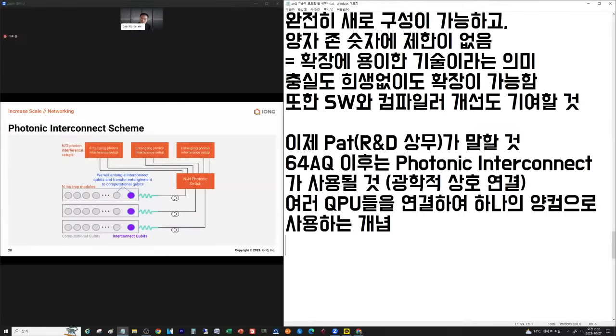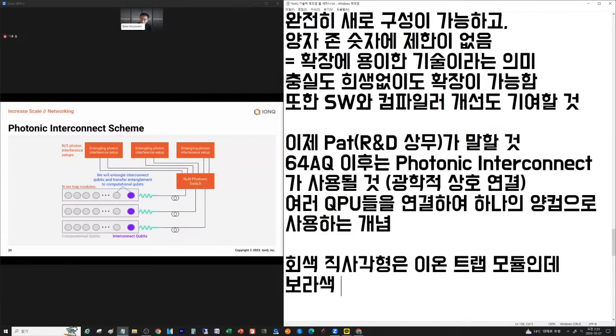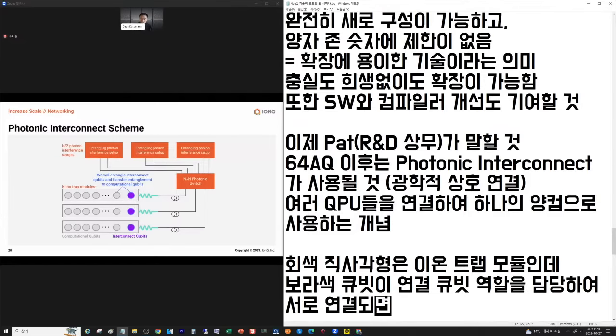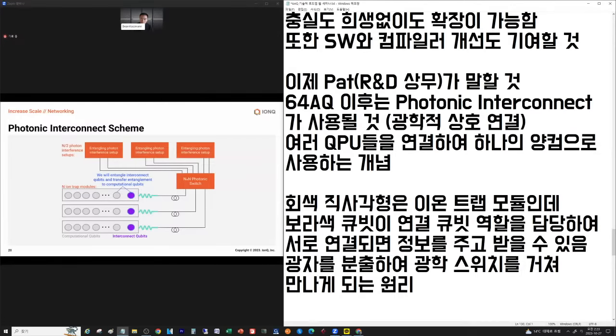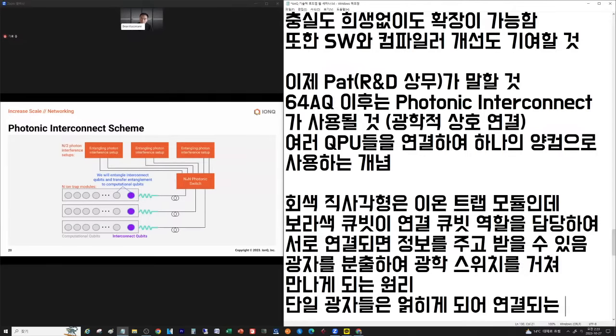If we go to the next slide, we'll look at the architecture of our photonic interconnect scheme going beyond AQ64. You see in the gray rectangle, which is a representation of each ion trap module, computational qubits, the gray circle, and the purple qubit, which is our interconnect qubit. These two qubits are entangled, and in this way, information can be transferred between the computational zone and the interconnect qubit. Once this happens, each of these photonic interconnect qubits fires a photon, which is then routed by the photonic switch and eventually meets at the photon interference setup that you see at the top, the top three rectangles here. Here is where the single photons from each module are entangled, which then leads to the connection of the different modules. This is how we can achieve a networked quantum computer.